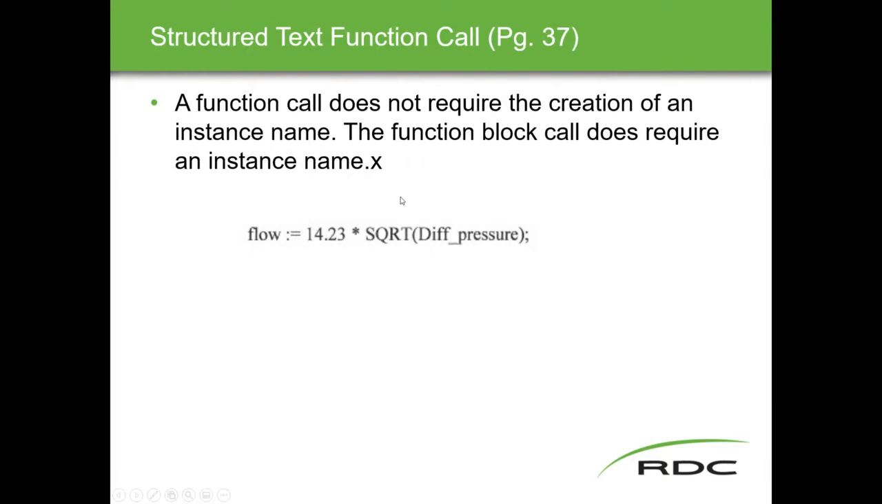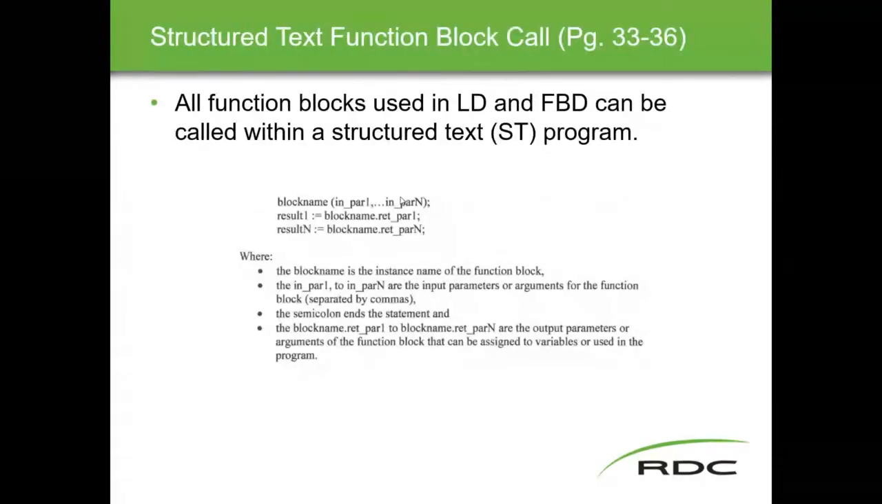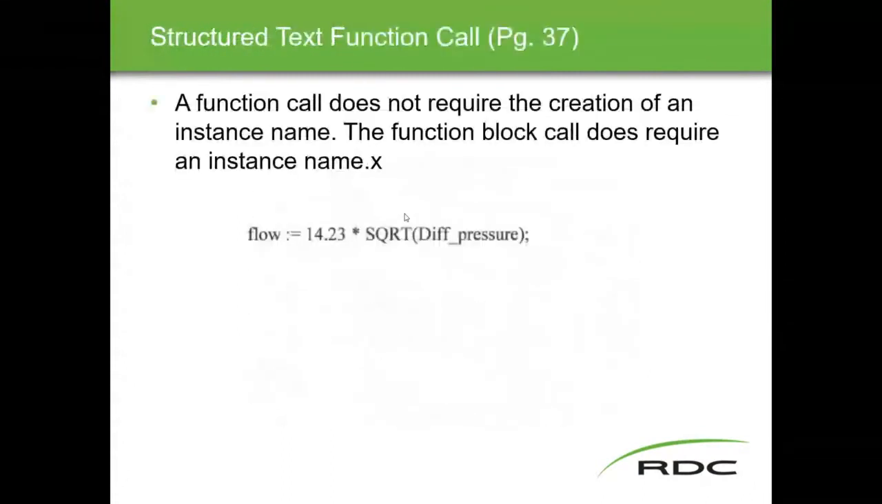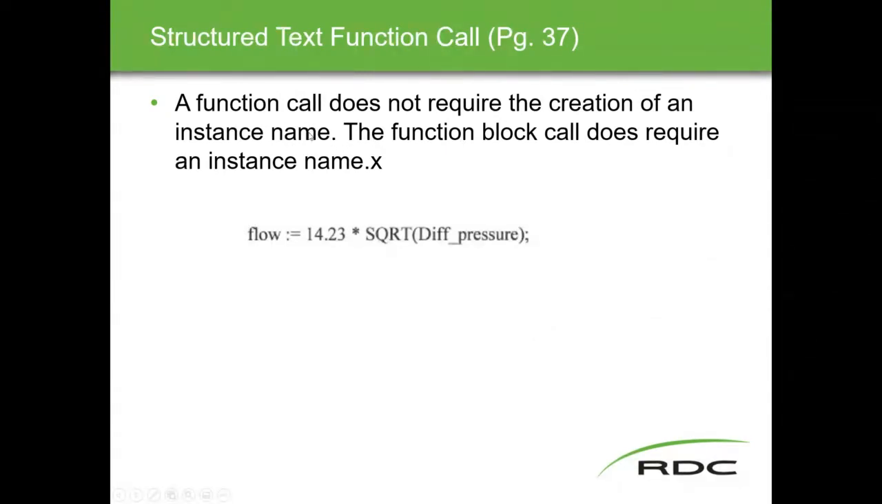Okay, structured text function call. What was I just doing there? Function block call. Okay, so that was function block call. Now the function call itself. What does it say here? Function call does not require the creation of an instance name. So it's different than a block in the fact that it doesn't have a name in here. The function block call does require the instance name, square root underscore x or whatever.